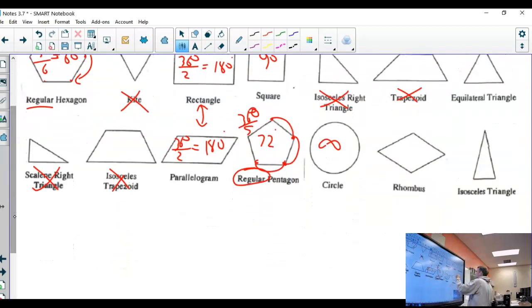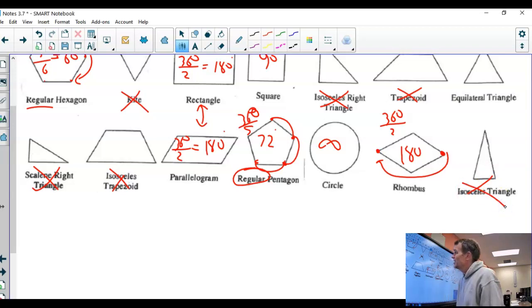The rhombus also matches up with itself twice. When this corner gets to here, it would match up with itself. And the isosceles triangle does not. You cannot spin it around. So there are your basic shapes and rotation symmetry.